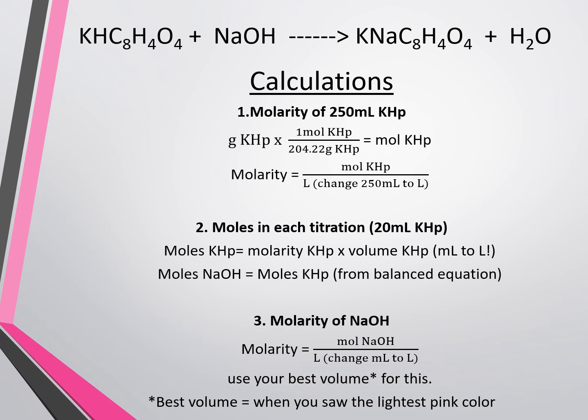So it asks you to use your best volume for this final calculation. And you can think about the best volume as when you saw the lightest pink color. So in the video, if it's a little hard for you to tell what the lightest pink color was, if the numbers are close together, the volume values, you can take the average of all the values, or you can pick a value that is somewhere in the middle of all of them.